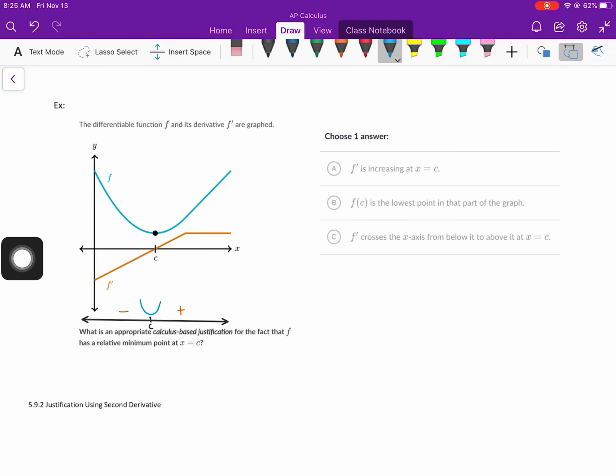So let's see if we can find that. f prime crosses the x-axis from below to above it. So it goes from negative to positive, right? So that's going to be C.